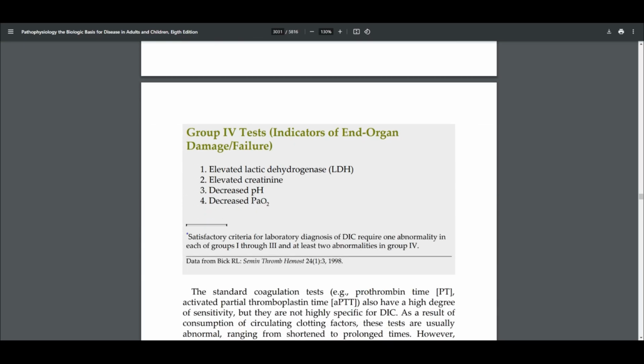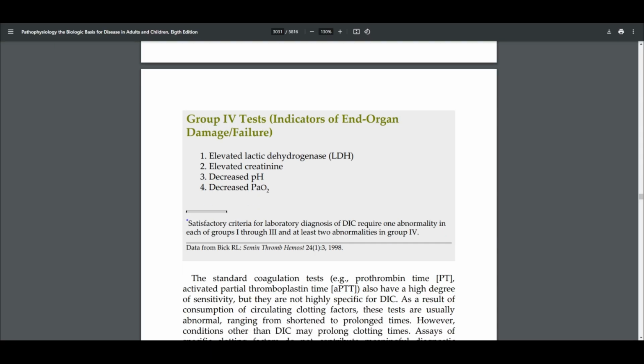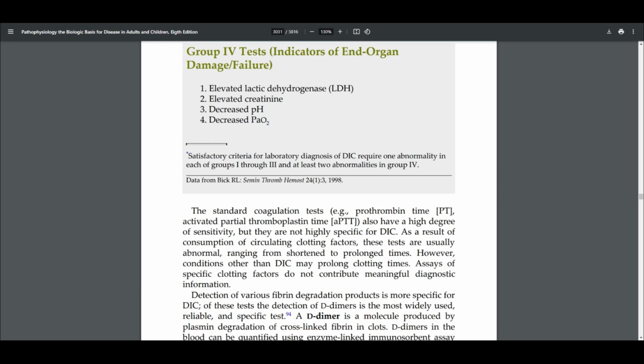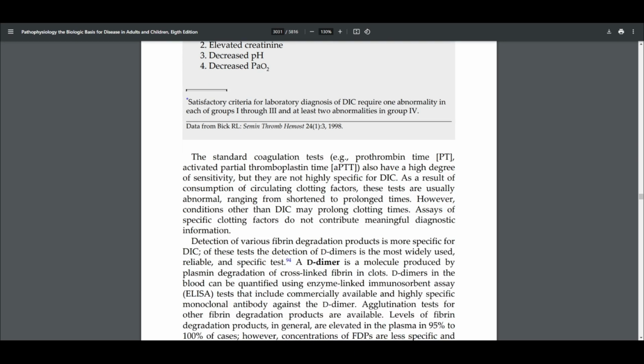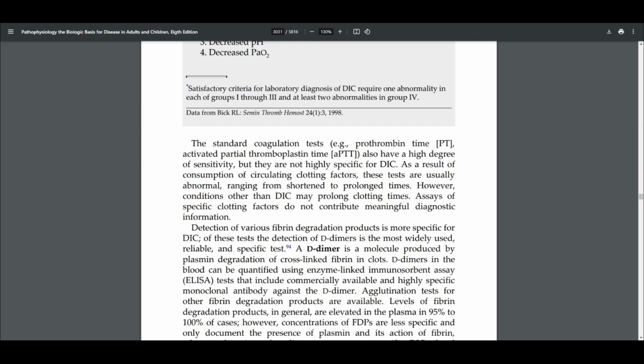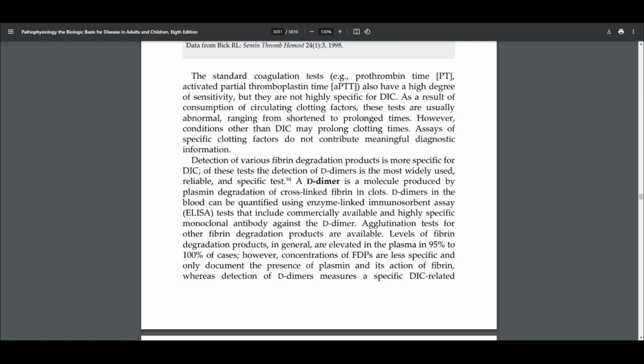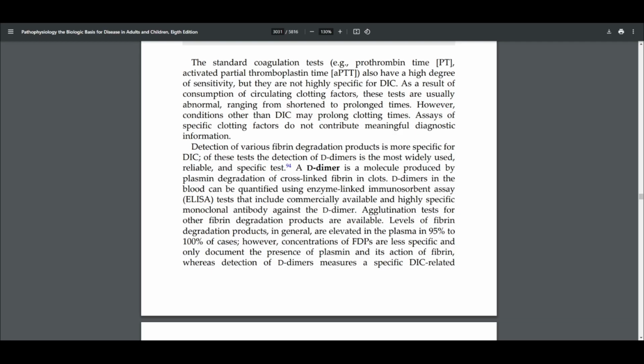The standard coagulation tests: your PT, PTT, and INR also have a high degree of sensitivity, but they are not highly specific for DIC. As a result of consumption of circulating clotting factors, these tests are usually abnormal, ranging from shortened to prolonged times. However, conditions other than DIC may prolong clotting times. Assays of specific clotting factors do not contribute meaningful diagnostic information.